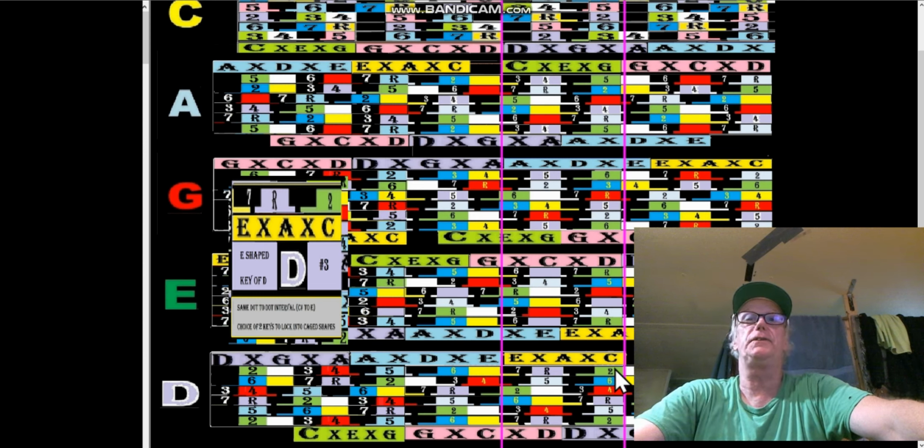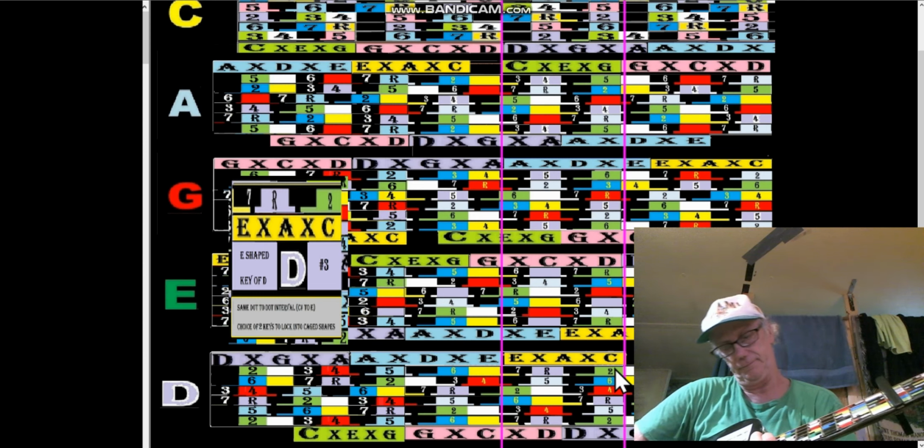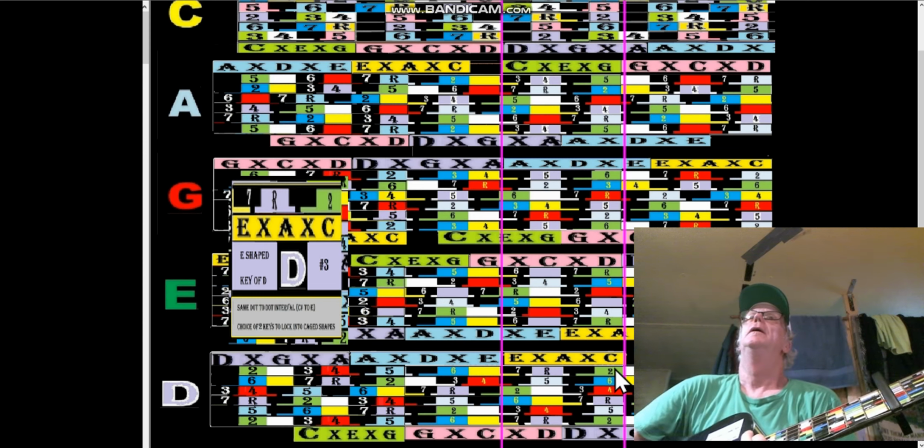Okay, so we're looking at a third possibility to play between the C sharp and the E note, the octave E on the guitar, which is here. We can look at this interval as an E shape, key of D, 7 root 2. So E shape is 7 root 2 by definition.